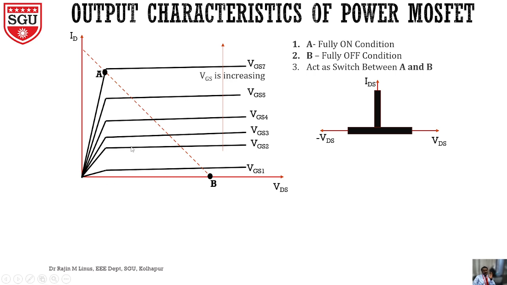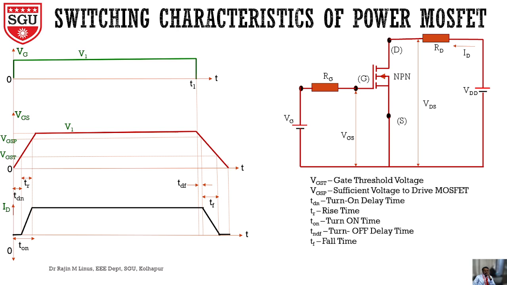When the operating point moves to A, it will be switched on. When the operating point moves to B, it will be switched off. So this power MOSFET will act as a switch between the operating points A and B. Then let's see about the switching characteristics of the power MOSFET, same circuit.